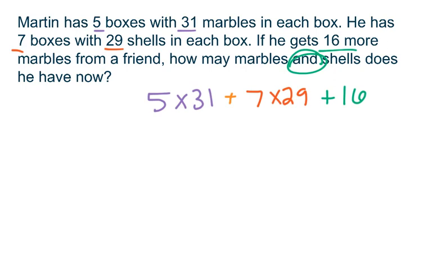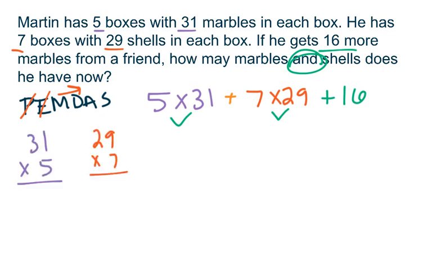So we look for parentheses, and we don't have those. We also don't have any exponents, so now we're going to solve multiplication and division in the order that we see it. We have multiplication right here, and we have some right here as well. So we're going to go ahead and solve 5 times 31 and 7 times 29. I'm going to use multiplication with regrouping for both of these problems, and I want you to notice how when I'm using multiplication with regrouping, the larger number is on top and the single digit number is underneath. This is important to make sure that we're multiplying correctly.